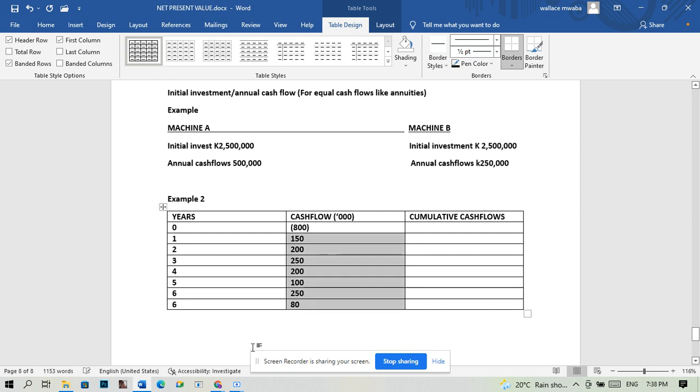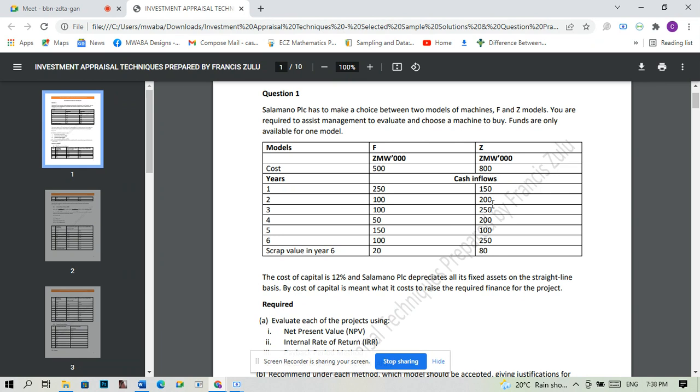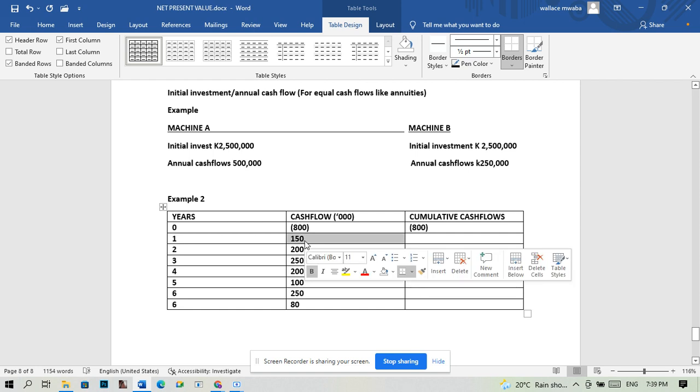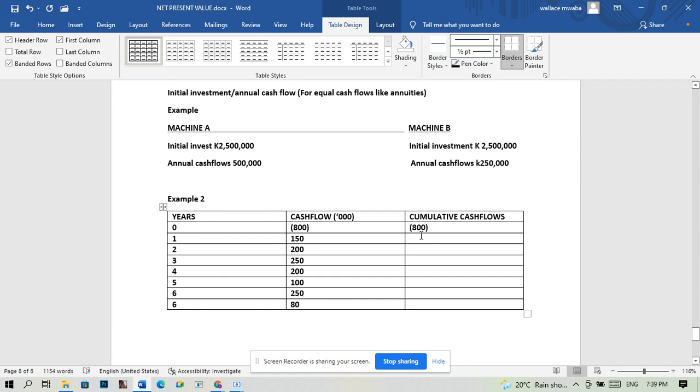Let's counter check these figures are correct. Okay, they are correct. Now we're going to get the cumulative cash flow. What's going to be happening here is we first start with our initial investment. You say negative 800 plus 150, you're going to get negative 650. Then negative 650 plus 200.